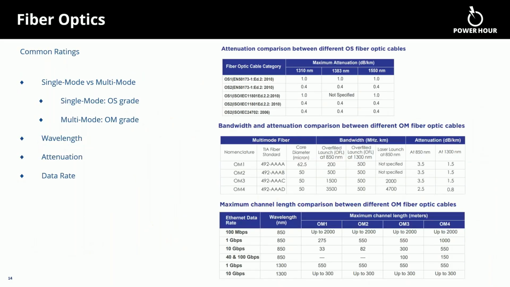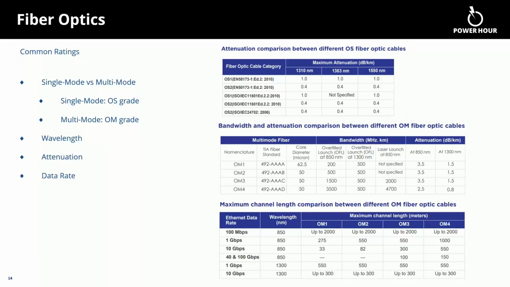Here you can see some common ratings for specking fiber. Most everything you're going to see is organized by single mode versus multi-mode initially, but then it kind of drills down by wavelength, attenuation, and data rate supported. You can use this to weigh your application's distance, speed, and budgetary requirements.